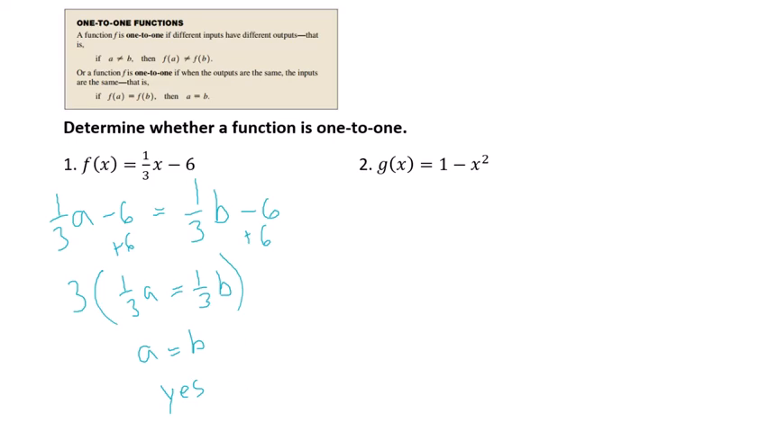All right, let's look at g of x. So we're going to write that as 1 minus a squared equals 1 minus b squared. If I subtract 1 from both sides, then I get negative a squared equals negative b squared. Divide both sides by negative 1, and I get a squared equals b squared. So as you see, a does not equal b here, so this is a no, because 1 can equal 1 and 1 can equal negative 1. So 1 minus x squared is not a one-to-one function.